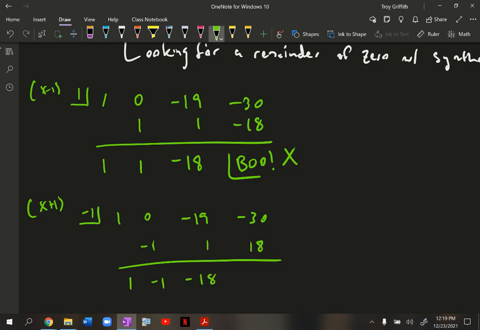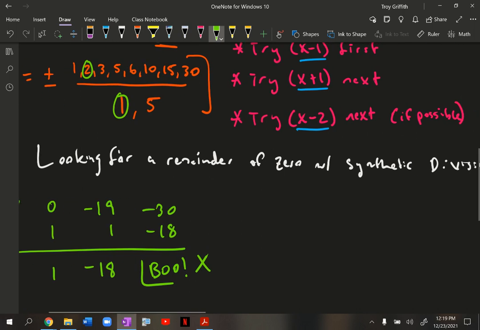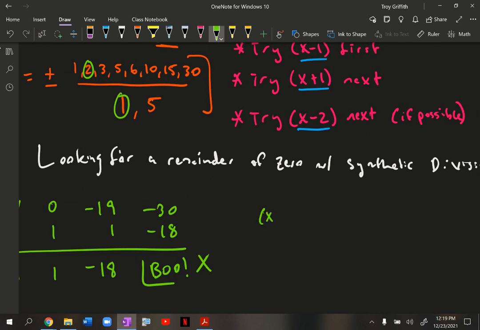Okay, well, unfortunately, that doesn't work either. Okay, tried x plus 1. Once again, I did not get a remainder of 0. So let's move to the next thing in the list. Well, the next thing in the list is 2 divided by 1. So I'm going to try that. So we'll try x minus 2.